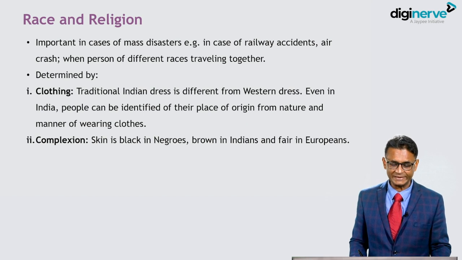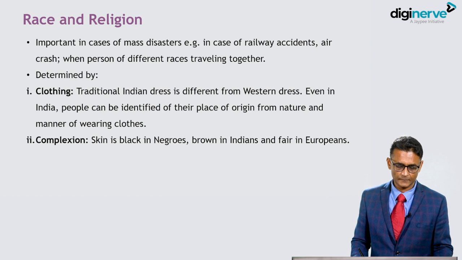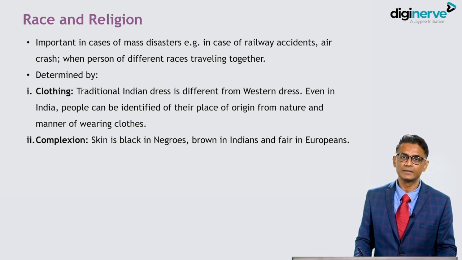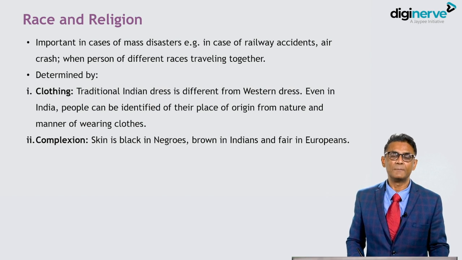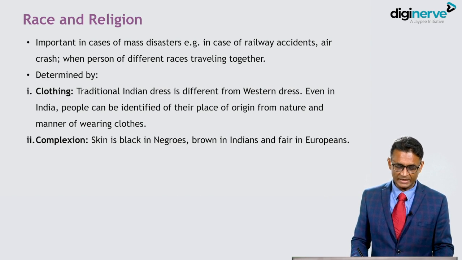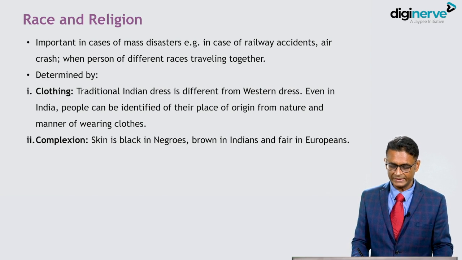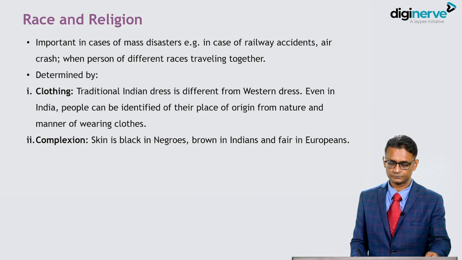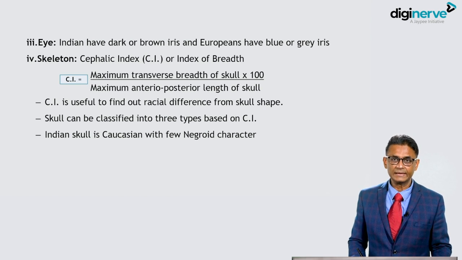Race and religion are important in cases of mass disasters. For example, in case of railway accident or air crash, when persons of different races are traveling together. It is determined by clothing. Traditional Indian dress is different from Western dress. Even in India, people can be identified by their place of origin from the nature and manner of wearing the dress. Complexion: skin is black in Negroes, brown in Indians and fair in Europeans. In the eye, the Indians have dark or brown iris and Europeans have blue or grey iris.